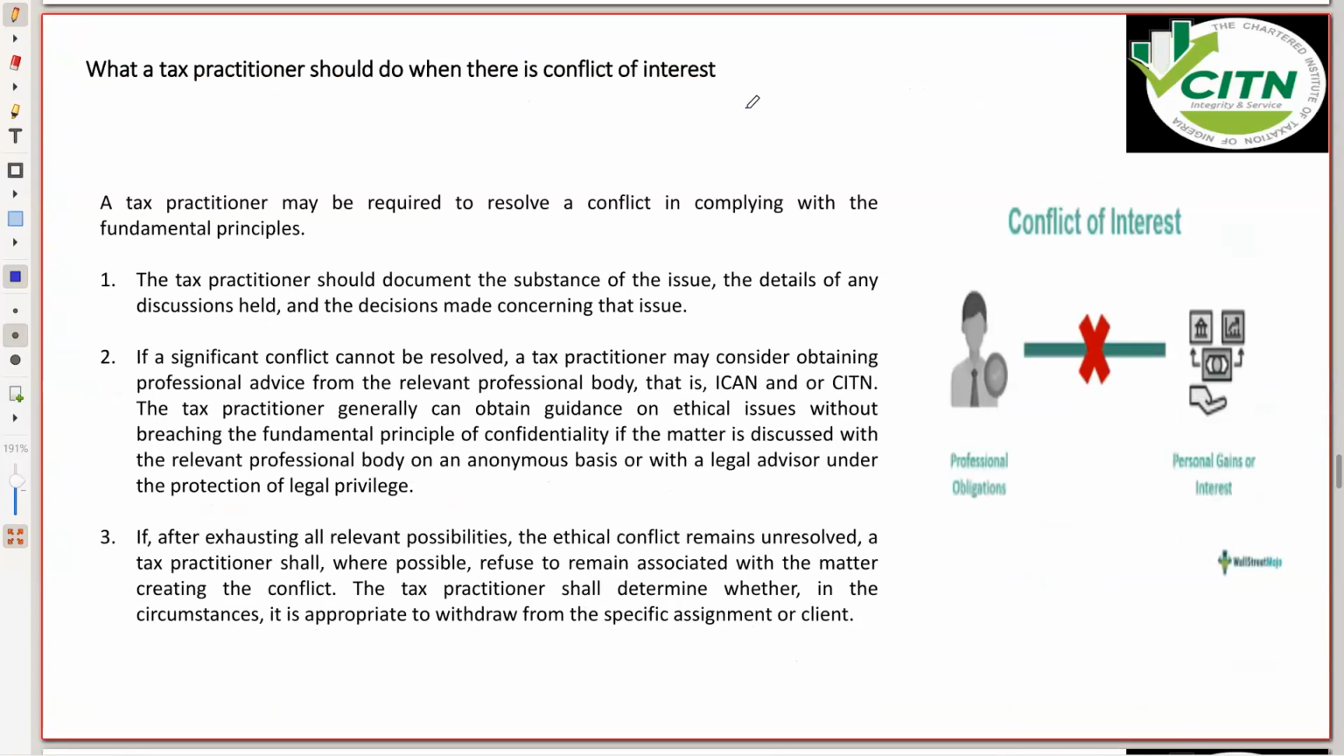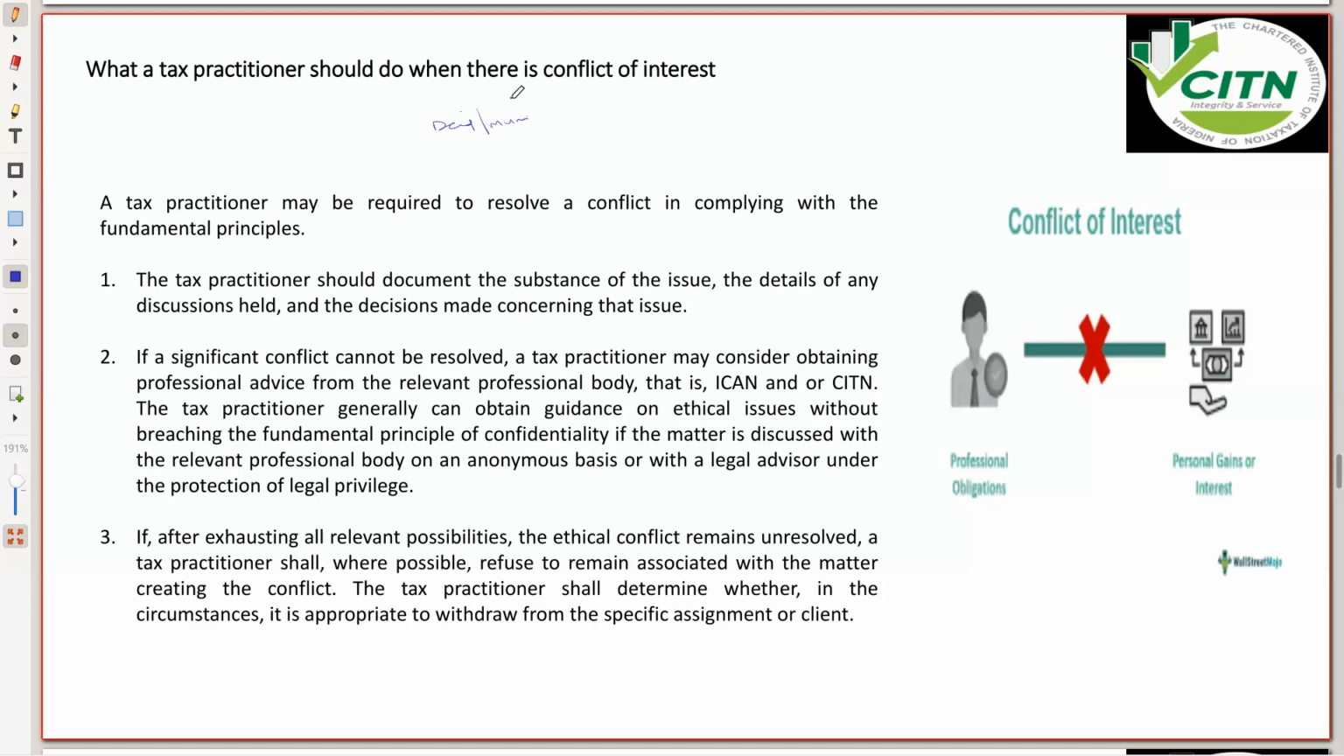Now, what of a situation where there is a conflict of interest? In other words, a situation where the taxpayer has an obligation, but then there's possibility of making certain personal gain if you look the other way. Let's go back to the situation where you, as a tax professional, are meant to do a tax review of, say, your dad or your mom.